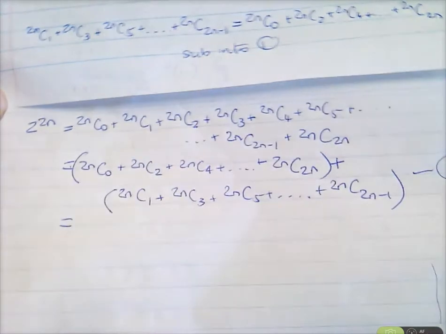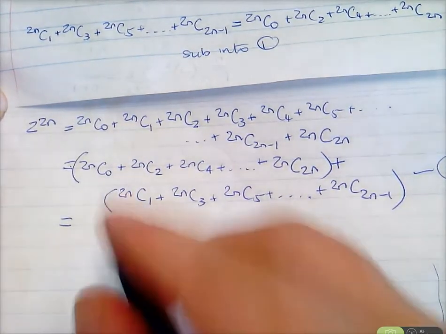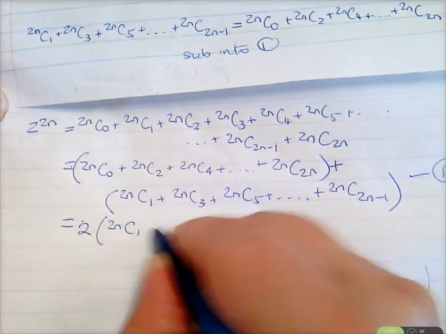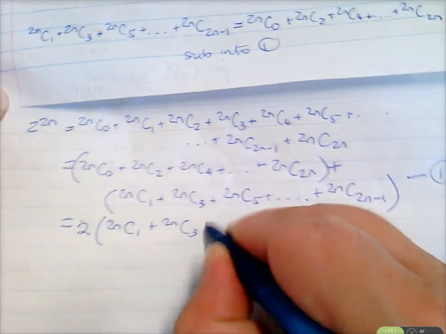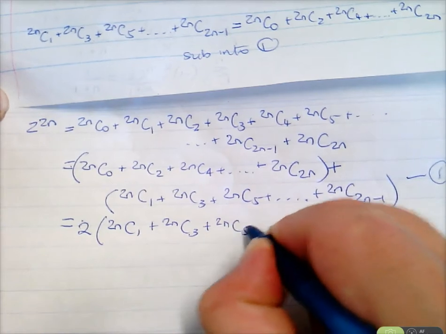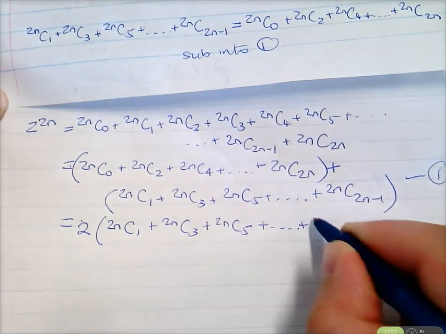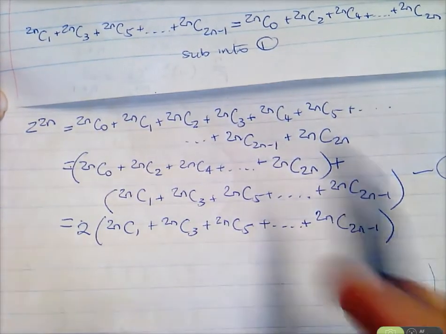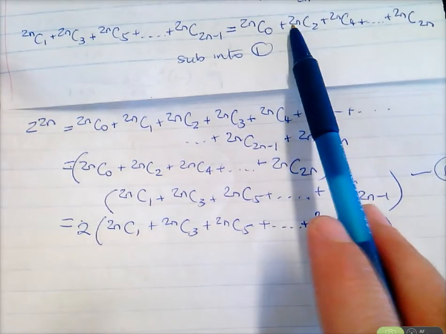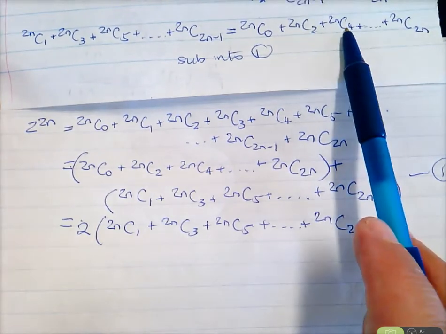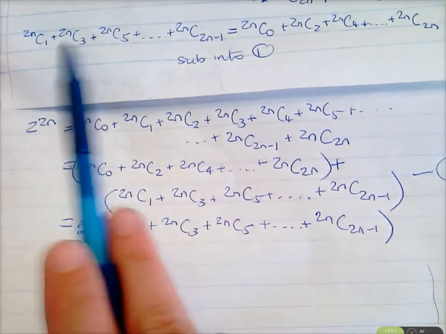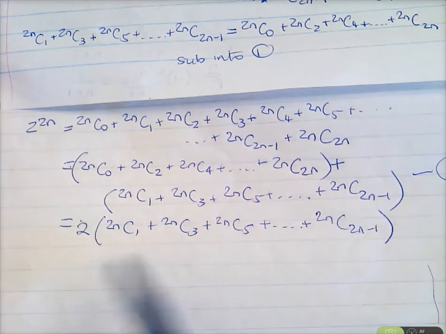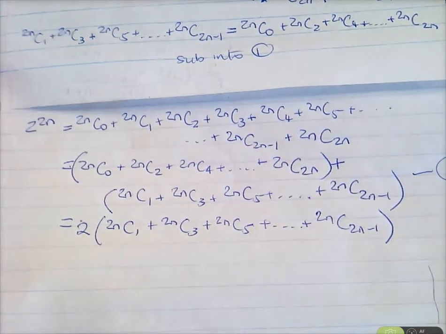So therefore that is 2 lots of 2nC1 plus 2nC3 plus 2nC5. Do you get why I've done that? Plus 2nC(2n-1). Because I've substituted that 2nC0 plus 2nC2 plus 2nC4 plus up to 2nC2n equals the 2nC1s. So those become the same as that. So I've got 2 lots of the second type.